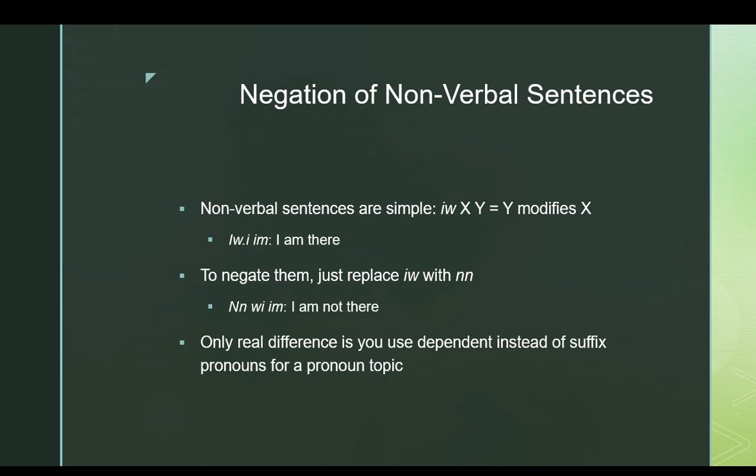In a nonverbal negated sentence, first of all, instead of the affirmative particle you use nen, so negative arms with another n below it. And also, instead of using the suffix pronoun attached to the start of the sentence, you just use the dependent pronoun cycle. Otherwise, exactly the same functioning, and the meaning is the opposite.